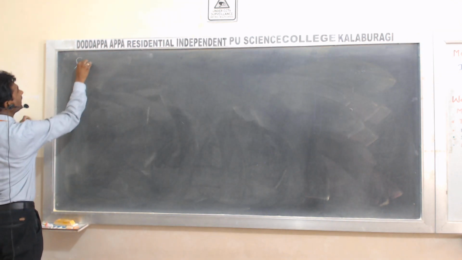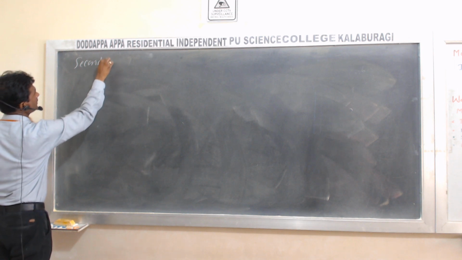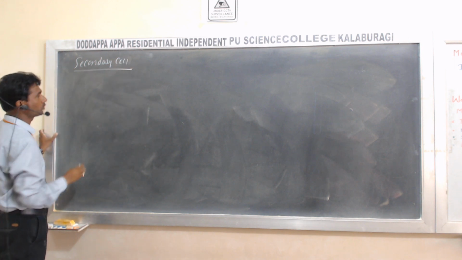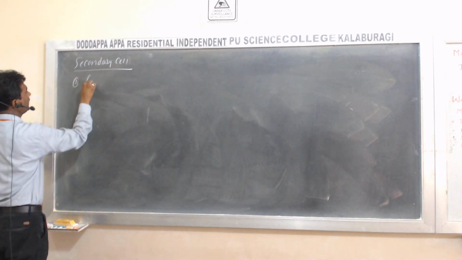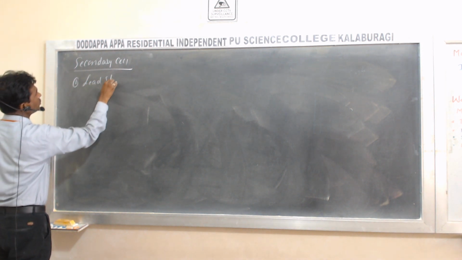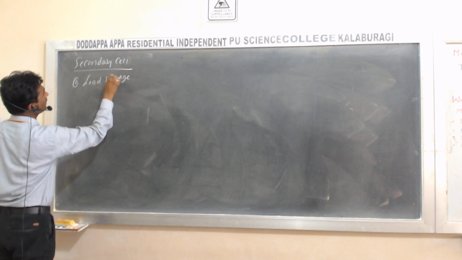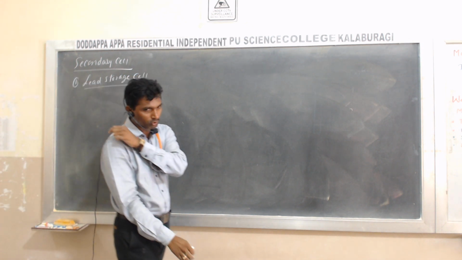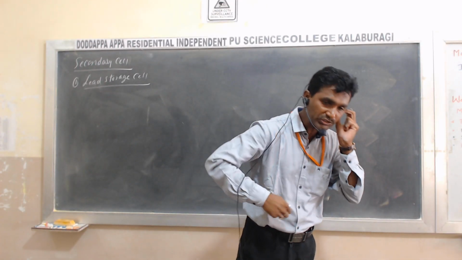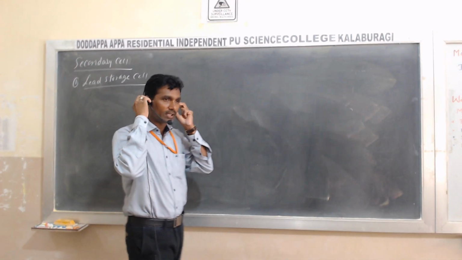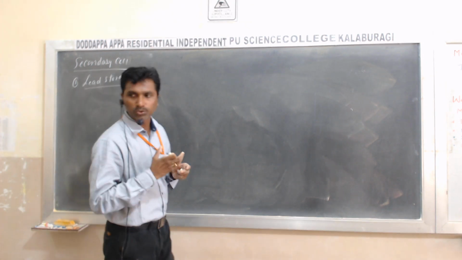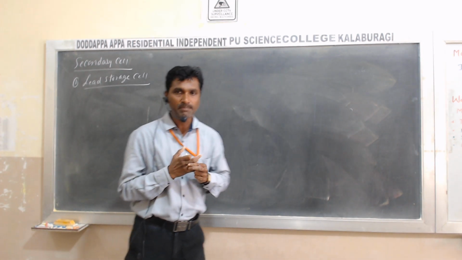Next is the secondary cell. The secondary cell is also called a storage cell. The first example is the lead storage battery, or lead storage cell. Most commonly it is used in inverters, which are nothing but lead storage batteries.